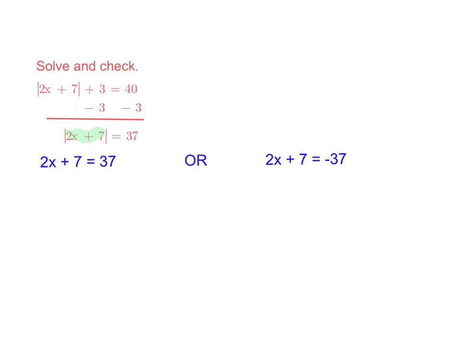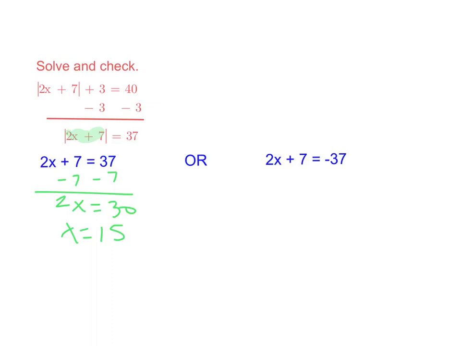Here's the thing. When it says check, that means yes, you have to show the check. In order to show the check, you have to write it all out. So let's go through the steps here. First of all, on this one I subtract 7, 2x equals 30, divide by 2, x equals 15, but you're not done. Now you've got to do the check.